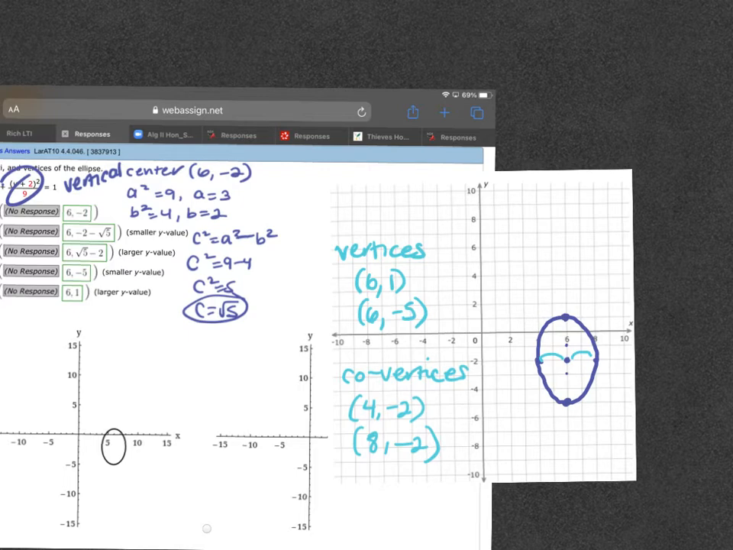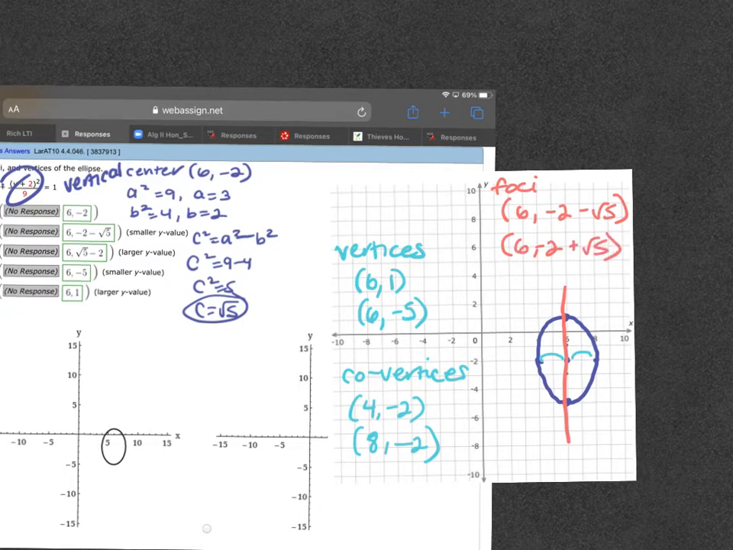And then the focus always lies on the major axis, which is the vertical. So if it's moving on the vertical, that means the x stays the same, and I change the y. So I take my c, and the x stays the same, and I subtract c from the y, and I add it to the y.